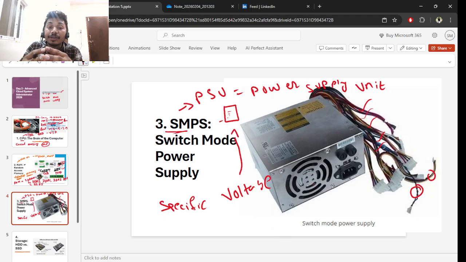If the SMPS fails, the motherboard won't receive the necessary power to start the system.